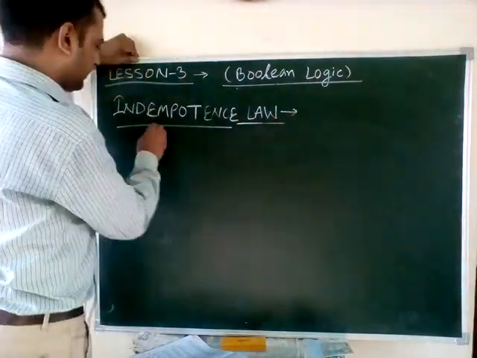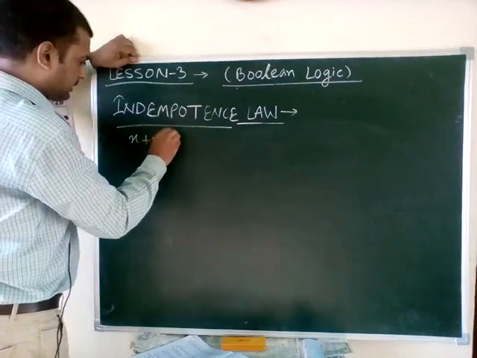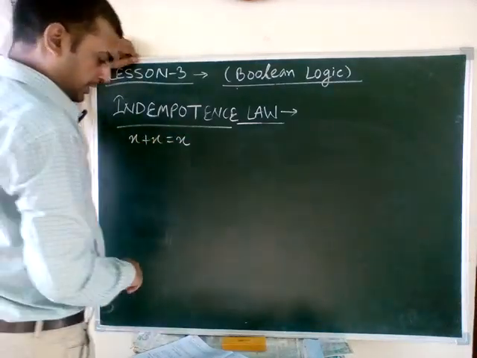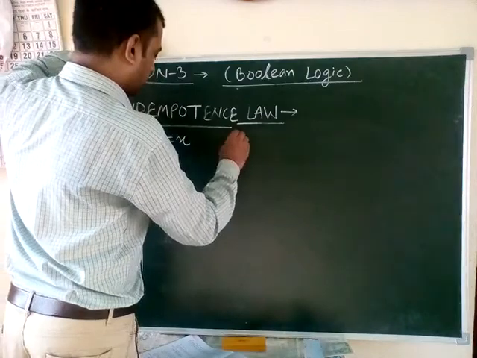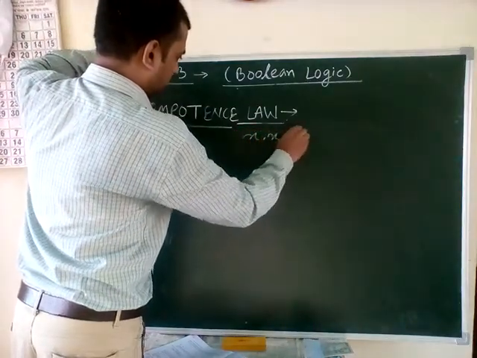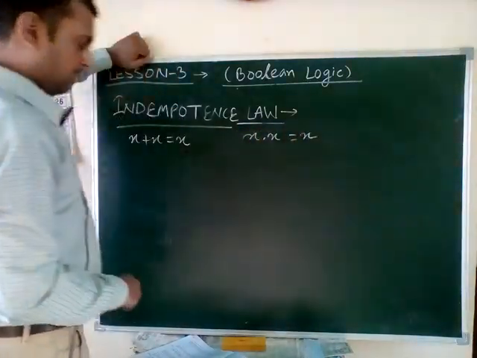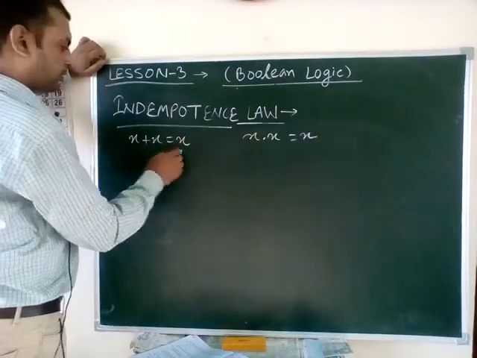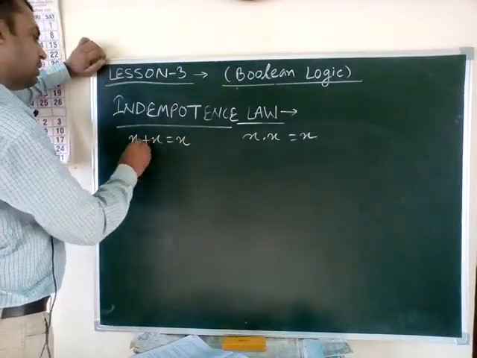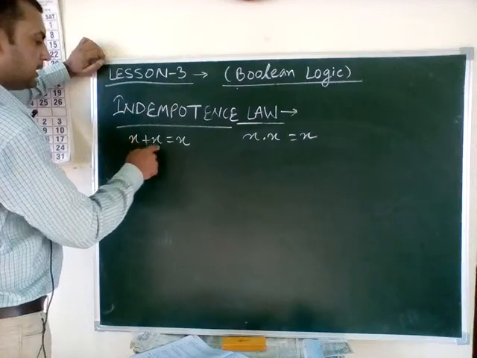Idempotence law, what is this? X plus x is equal to x, and second is x dot x is equal to x. This is the law. Now how will you solve this? You can see only one variable is there, x and x.